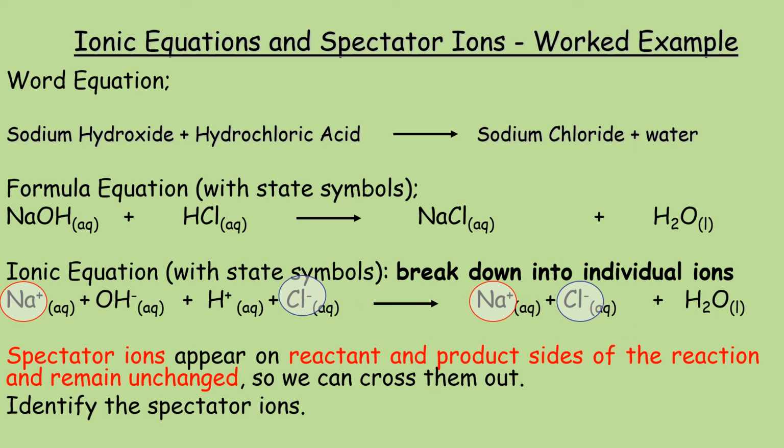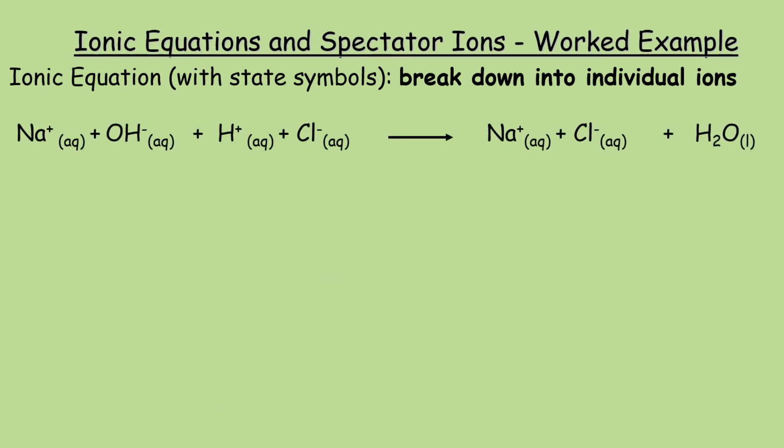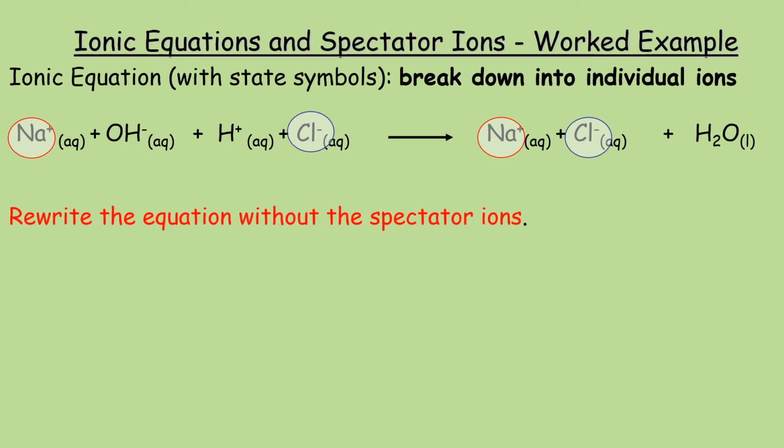The next type of example involves a little bit more work, but genuinely just a little bit more work. The other type of question that you could be asked to do, starting with exactly the same equation, so nothing different, having identified the spectator ions, the next thing would be to rewrite the equation without the spectator ions.